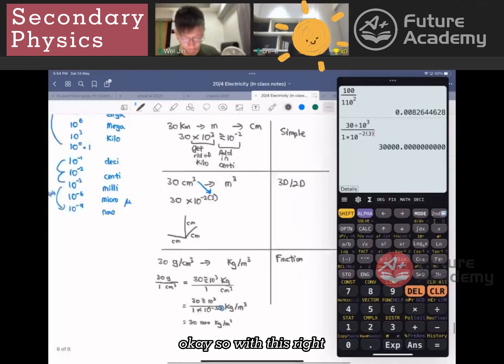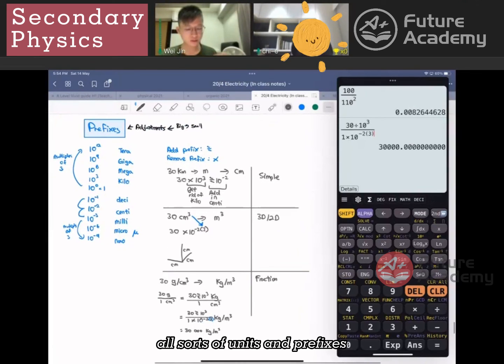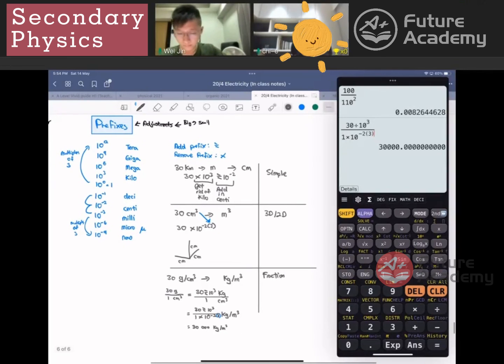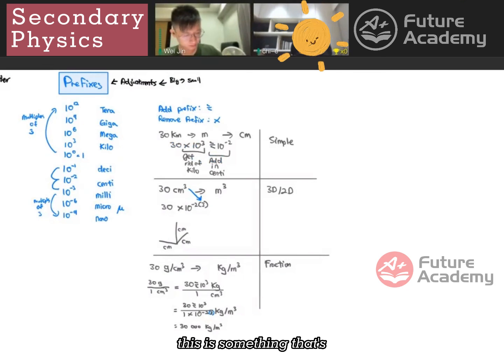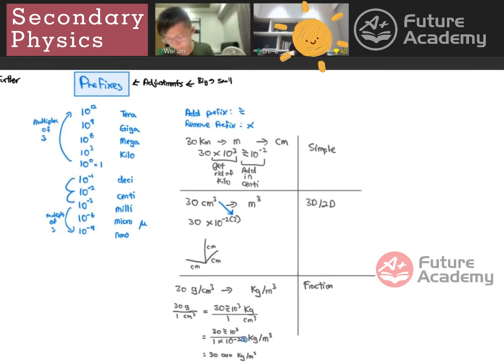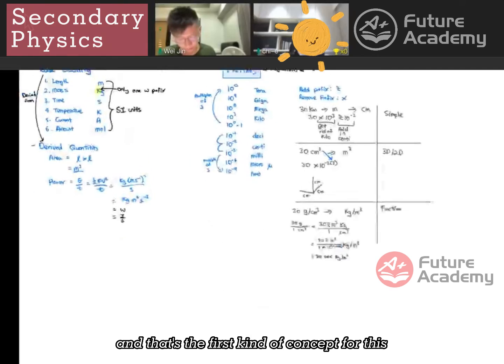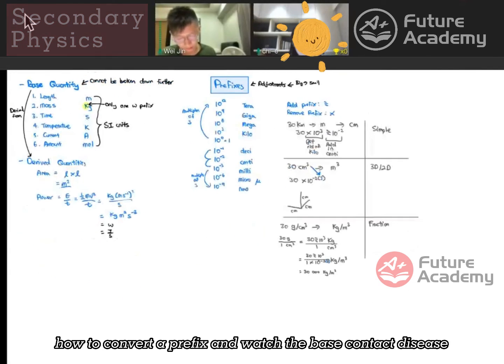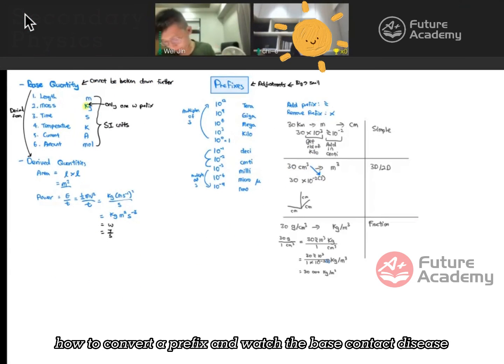With this, you should be able to convert between all sorts of units and prefixes in your syllabus, including for chemistry as well. This is something that's pretty useful, because for anything science-based you need to use this. And that's the first concept for this: for measurements and units, how to convert the prefix, and what the base quantities and derived quantities are.